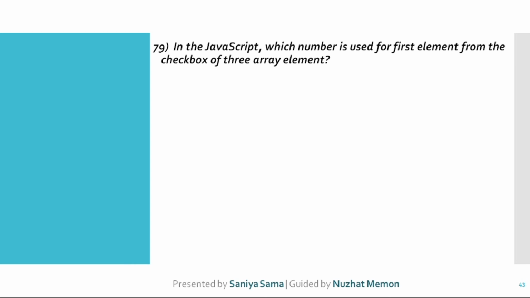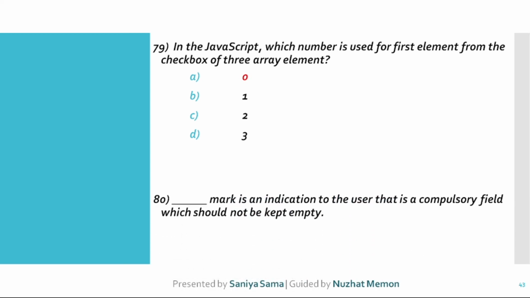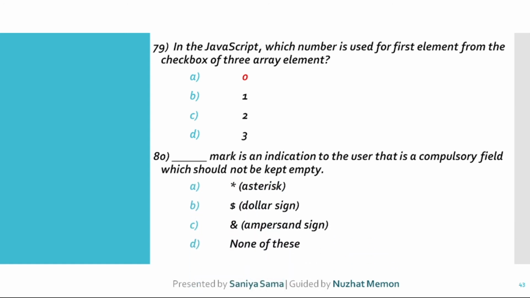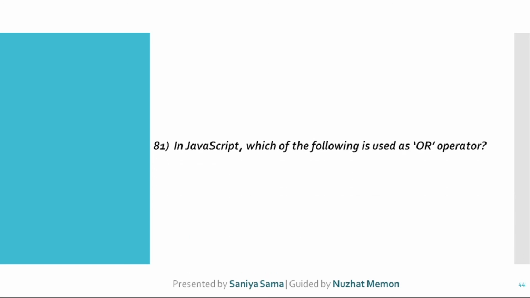79. In the JavaScript, which number is used for first element from the checkbox of 3 array element? Option A 0, option B 1, option C 2, option D 3. The answer is 0. 80. Asterisk mark is an indication to the user that it is a compulsory field which should not be kept empty. Option A asterisk, option B dollar sign, option C ampersand sign, option D none of these. The answer is asterisk.